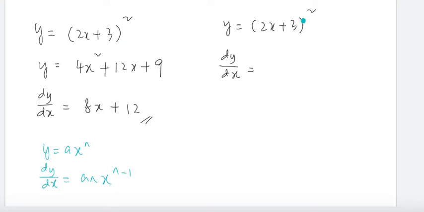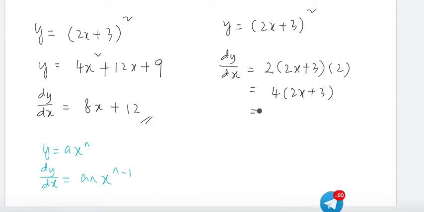Okay, so now for this one, the 2 goes in front, and inside I just copy like the x. And then n minus 1, 2 minus 1, so 1. And because inside is not only x, inside is algebraic, I have to differentiate the inside. Differentiate 2x plus 3, you will get 2. So your final answer will be 2 times 2, 4. Actually, no need to write this step, but I write it for you to follow easier. So 4 times 2, 8x, and then 12. You see, it's the same.